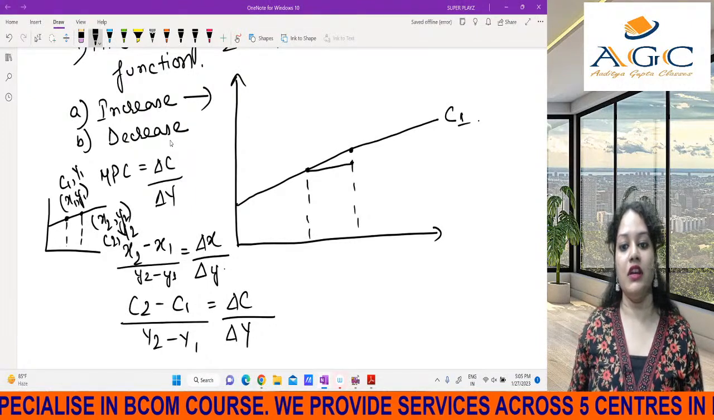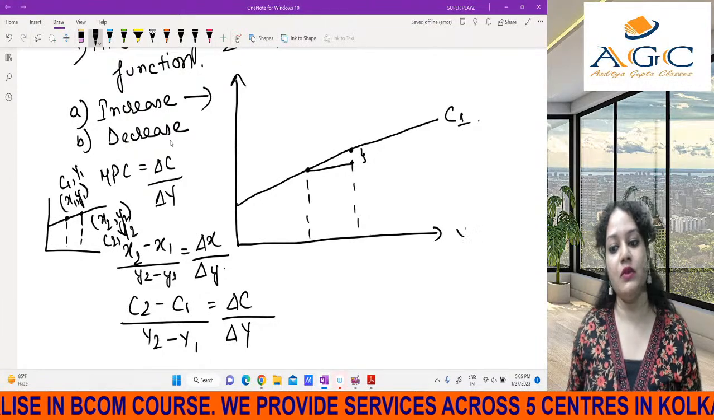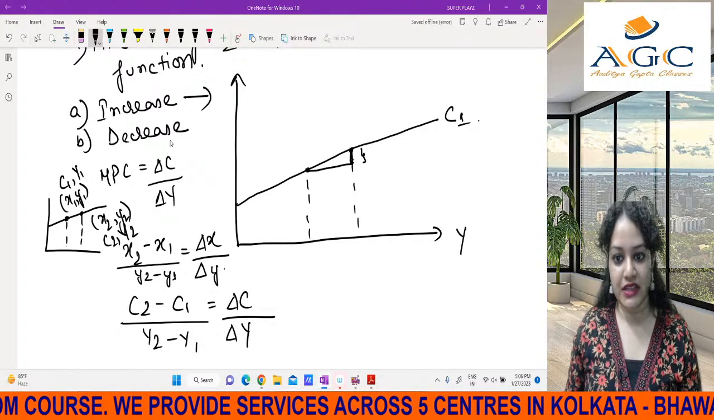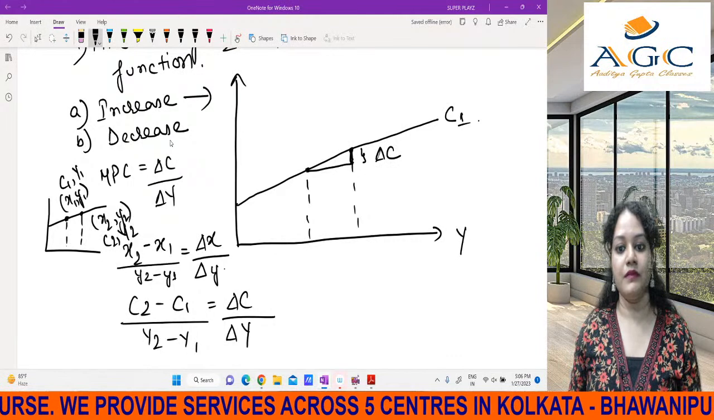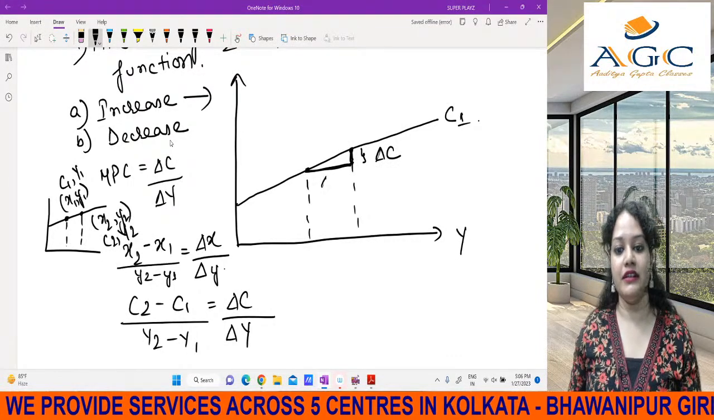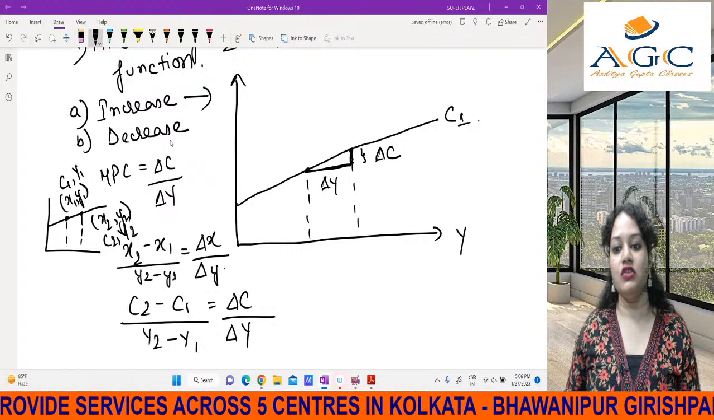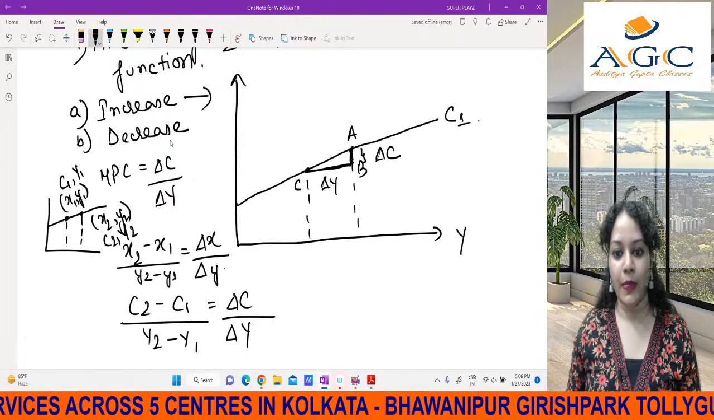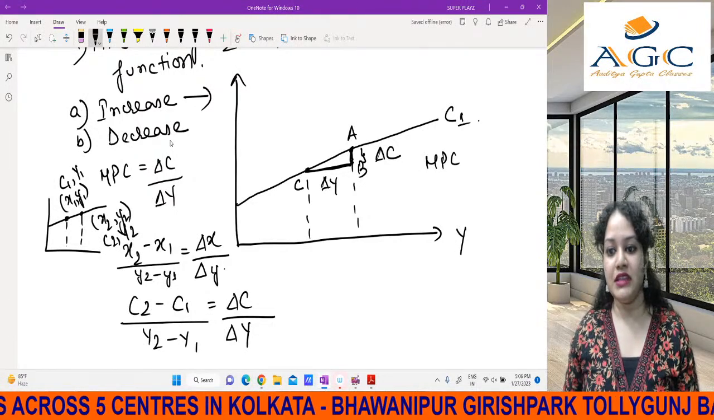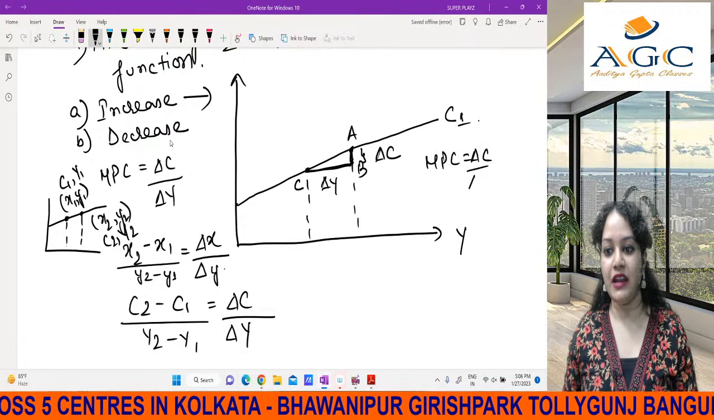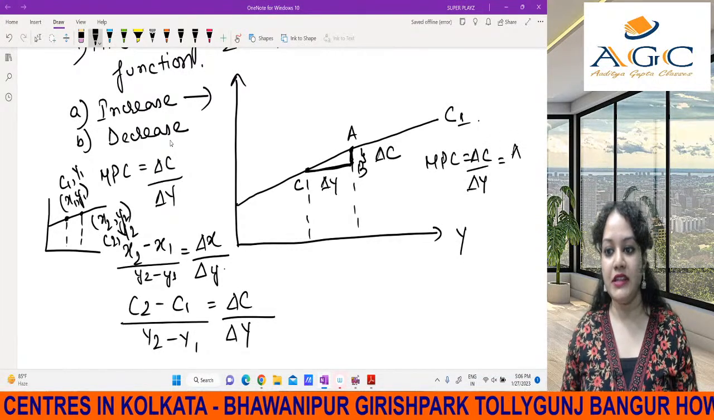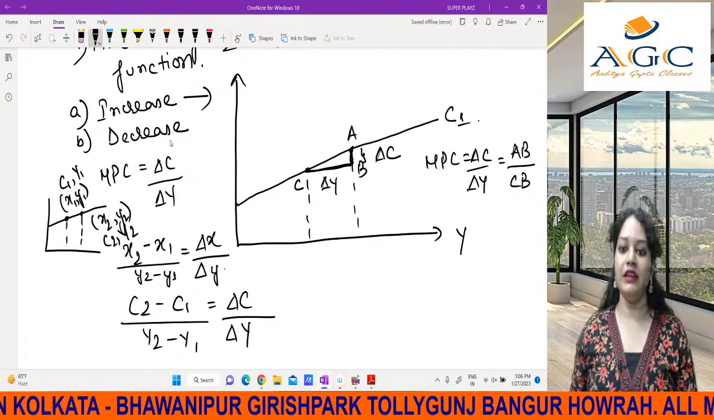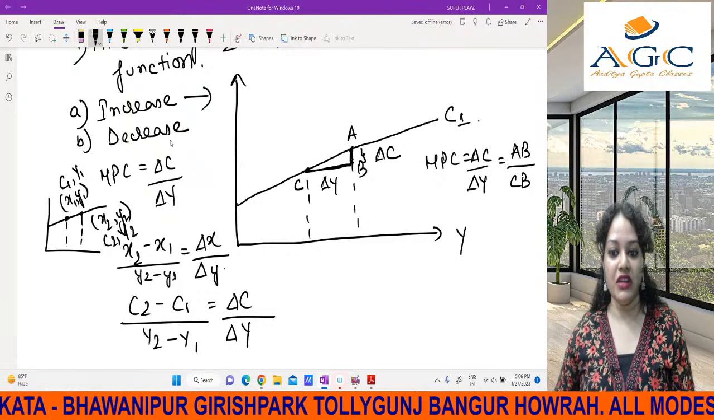Now you can say this is our income line and this is our consumption line. You can say that this side is your delta C and this side is your delta Y. So mark these points as ABC or whatever you want. You can say MPC is equal to delta C by delta Y, or you can say it is AB by CB as well. Clear? Now this is your initial diagram.